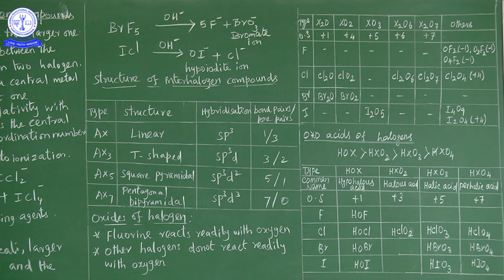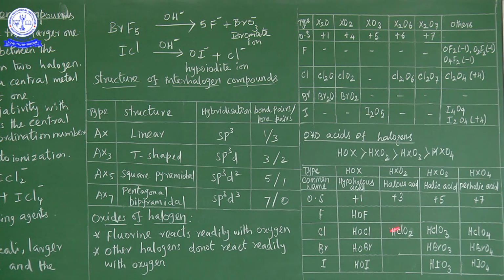The oxidizing power of oxo acids follows this order: hypohalous acid has more oxidizing power than halous acid, halic acid and perhalic acid. So among the oxo acids of halogens, hypohalous acid has strong oxidizing power. Fluorine forms only hypohalous acid, in which the oxidation state of fluorine is +1.